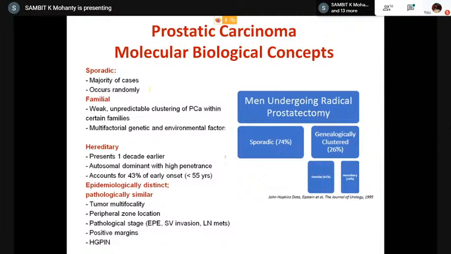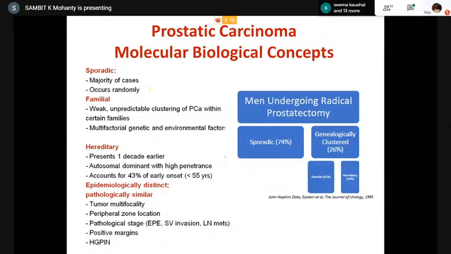Presentation one decade earlier: if the dad has it at 50 years, the son will develop it at 40 years. It is an autosomal dominant pattern with high penetrance. Accounts for 43% of early onset, less than 55 years, prostate cancer. They are epidemiologically distinct, however, they are pathologically very similar to prostate cancer that are sporadic tumors.